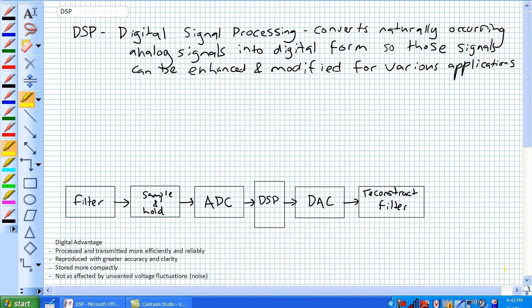Today we're going to discuss digital signal processing, better known by its acronym DSP. The purpose of DSP is to convert naturally occurring analog signals into a digital form so that these signals can be enhanced and modified for various applications.